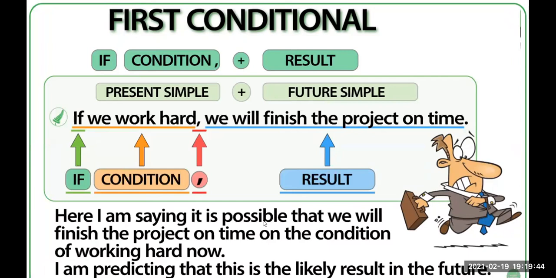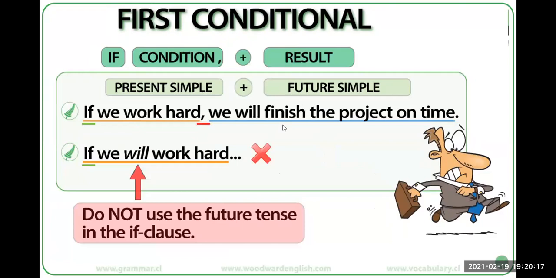Okay, ¿qué significa esto? Yo estoy prediciendo de que vamos a terminar el trabajo a tiempo si trabajamos duro, si trabajamos mucho. Ok, entonces esa es la diferencia entre el conditional 1 and zero conditional. Ok, entonces nosotros estamos prediciendo algo que puede pasar en el futuro. Ok, so let's see here. No podríamos utilizar el will en la condición.